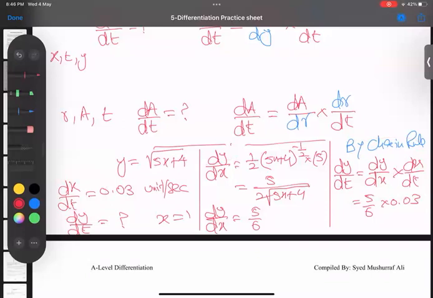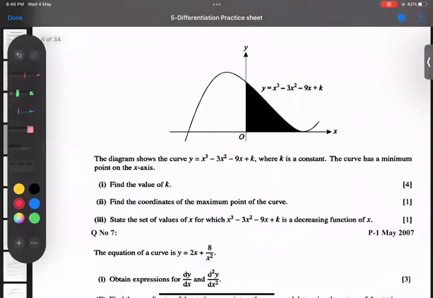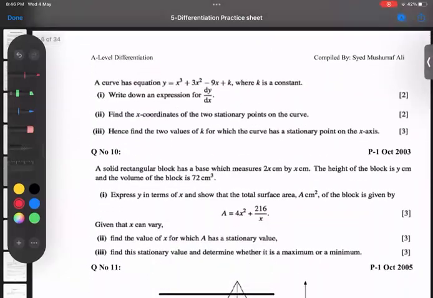So I believe that you understood the way I tackle this issue. And the answer becomes 0.025 unit per second. So this is over. So let's try to do some more parts like this.